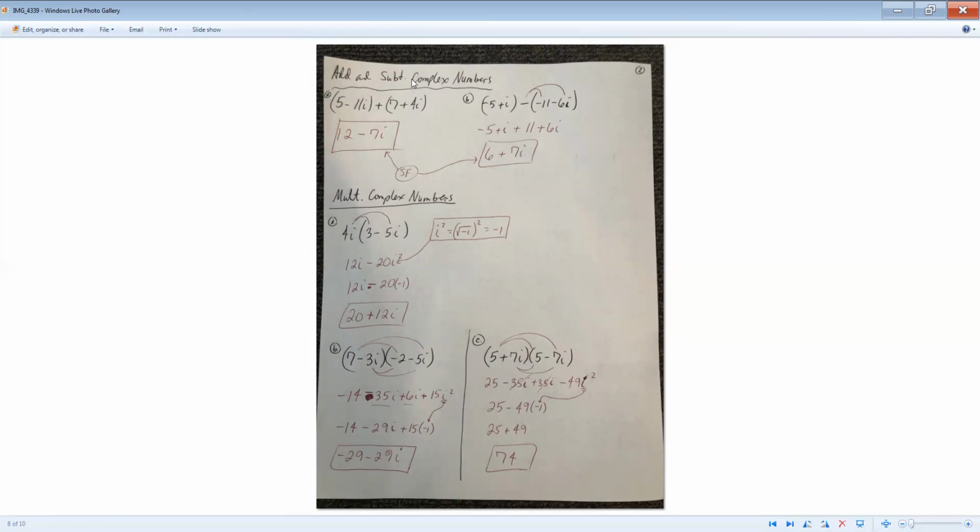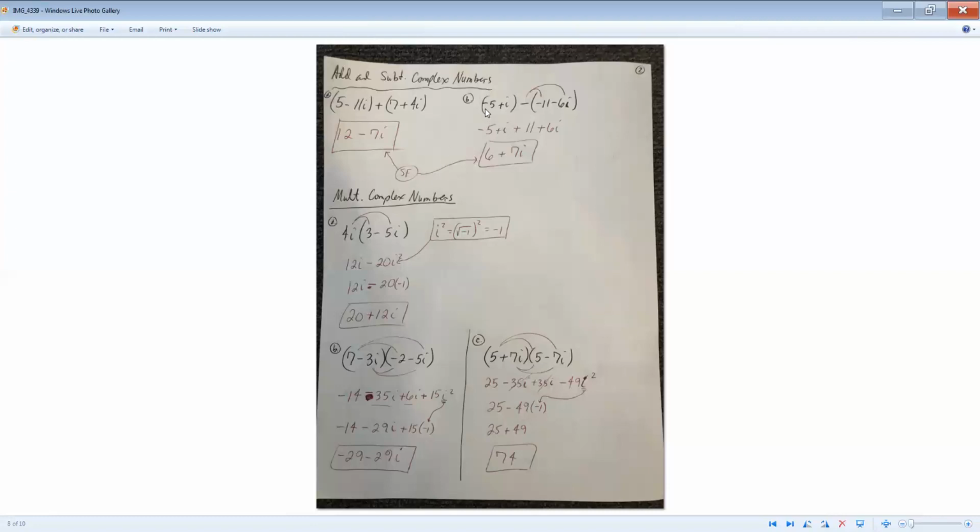So if we want to add or subtract complex numbers, it's the same thing as combining your like terms. We have 5 minus 11i, 7 plus 4i. Add the 5 and the 7, which would be 12, -11i and the 4i will be -7i. So that's 12 minus 7i. Once again, notice it's in standard form because we put the real part first, imaginary part second.